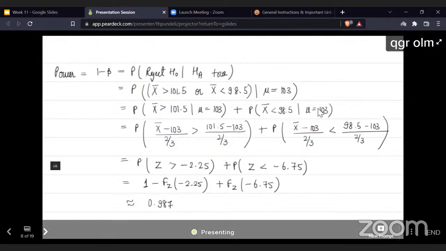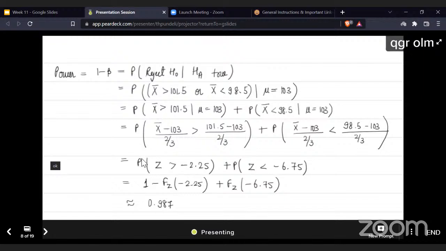Fine. Now separately we are going to solve it, and we will get probability z greater than minus 2.25 plus probability of z that is less than minus 6.75. You know that the second part, probability z less than minus 6.75, is going to be close to 0, right? This probability is so small that we can neglect it, and we will have just probability z greater than minus 2.25. So this becomes 1 minus Fz of minus 2.25, and this is almost equal to 0.987.